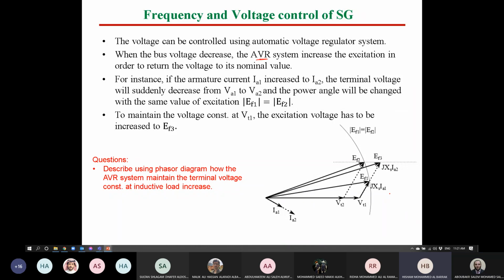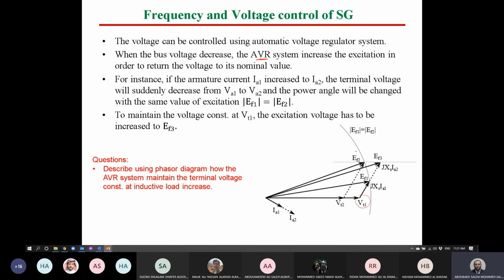That means we want, can we say in other words, that means we want to save our grid to be stable? Yes, in order to have constant voltage. This is now in terms of voltage. So here, if we have a power increase, we have to increase the excitation in order to keep our voltage constant.